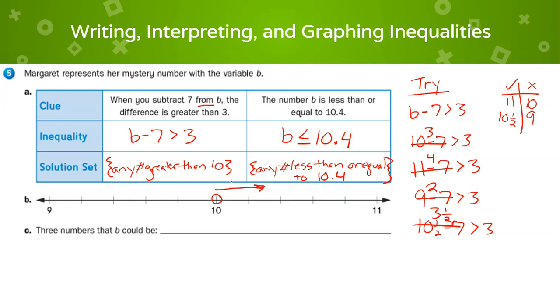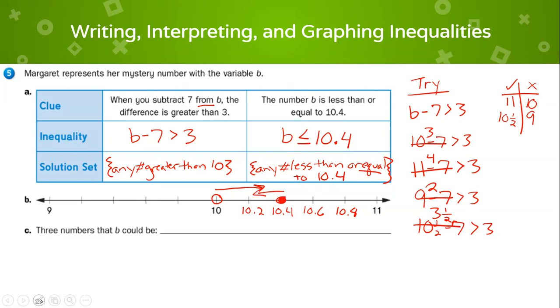Uh-oh, we have to do some labeling. Remember, these are fifths, which is 2/10. So here's 10 and 2/10. Here's 10 and 4/10. 10 and 6/10. 10 and 8/10. I want 10 and 4/10. It's less than or equal to, so it's a closed dot here going to the left.